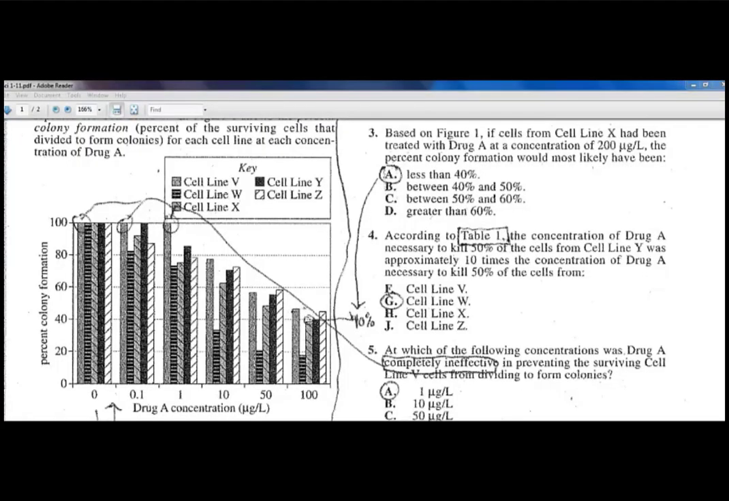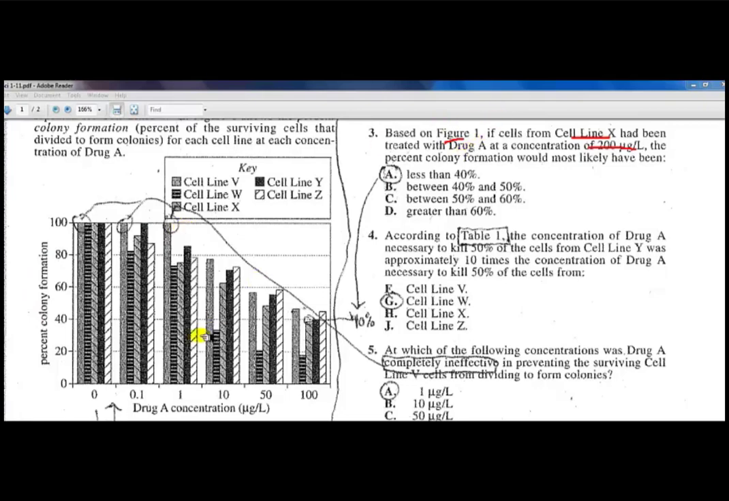Test 68C, Science Practice Problem number 3. Number 3 states, based on Figure 1, if cells from cell line X had been treated with drug A at a concentration of 200 milligrams per liter, the percent colony formation would most likely have been what? First things first, we need to go down to Figure 1. Figure 1 is right here.